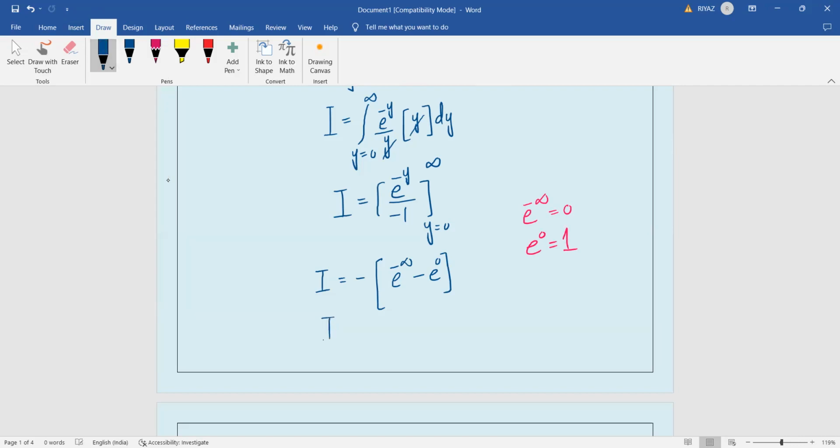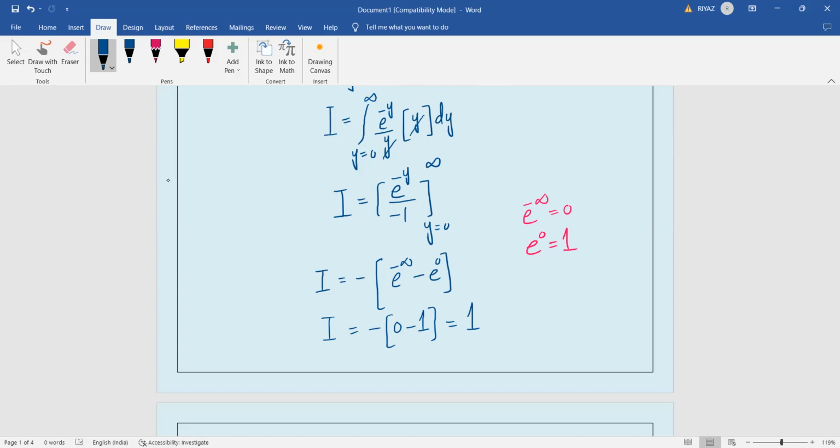If you stop the process here, you will not get the marks. e power minus infinity is 0, minus e power 0 is 1. Because the examiner thinks that you don't know these basics, small values. Moreover, this value is not there in the calculator.